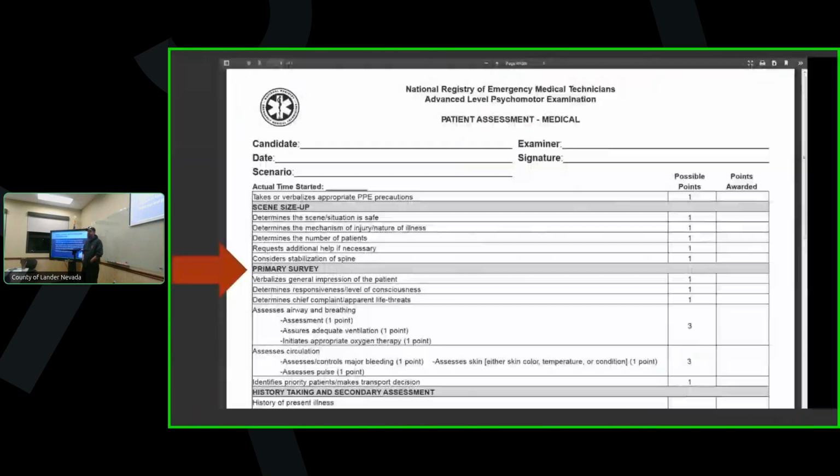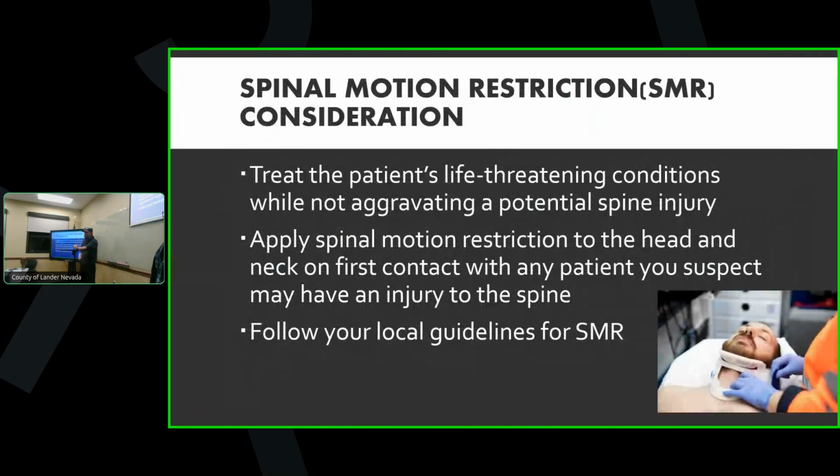All right, so spinal motion restriction. This goes right here, the consider stabilization of the spine. We're going to do that even before we really get on scene, thinking about it as we're walking up. So we go off dispatch notes, like, okay, this person fell. Am I going to consider stabilization? Yes. This person has difficulty breathing and they're sitting in their recliner. Am I going to consider stabilization? No. So we're going to treat the patient's life-threatening conditions without aggravating a potential spine injury.